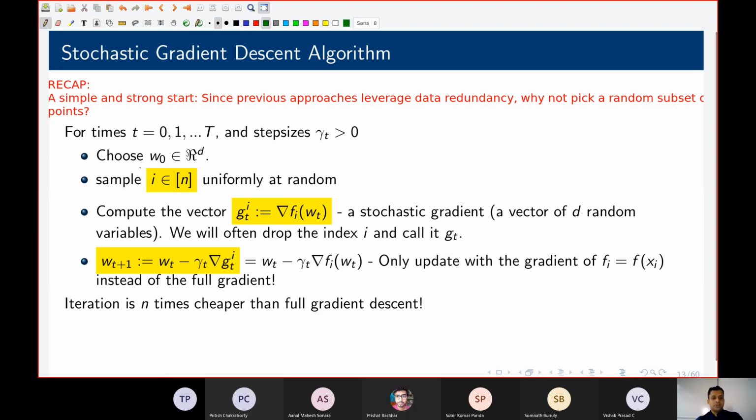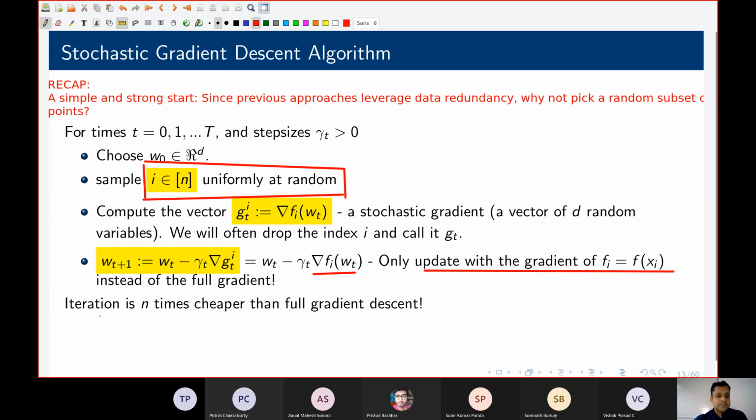So what you do is you start with some initial weight, sample I in n uniformly at random. Okay, this is the simple scheme. And then you compute the gradient vector or subgradient vector. And sometimes we'll even drop the index I, call it just GT, because we're looking at some random point. We don't know what that random point is, right? I is a random index. And then you update only with the gradient of Fi. It's not a full gradient. So at the outset, this is by design n times cheaper than full gradient descent.